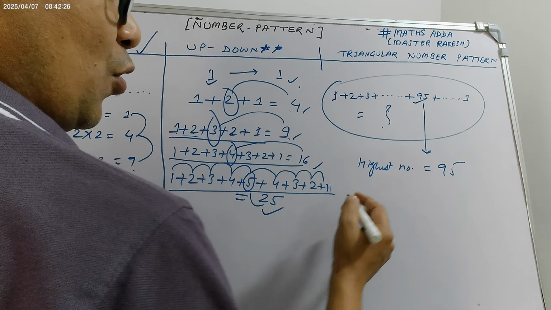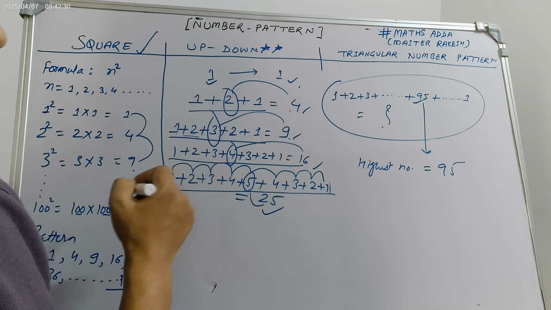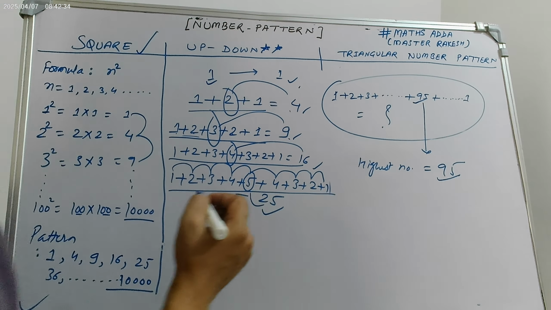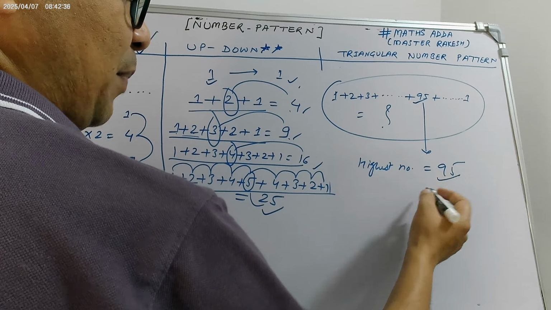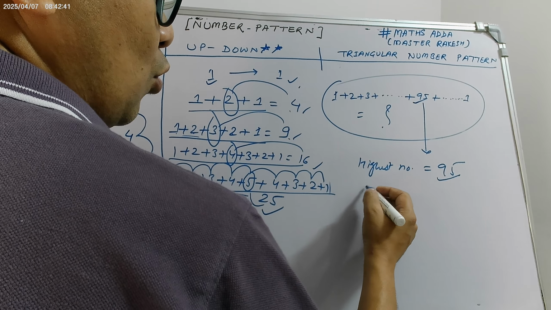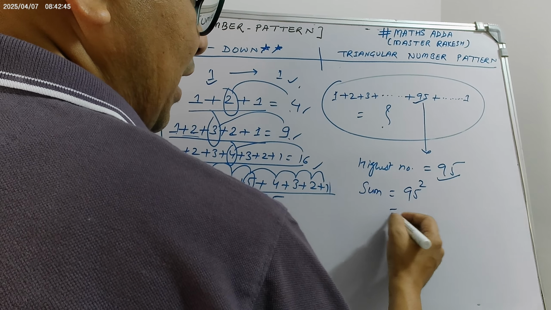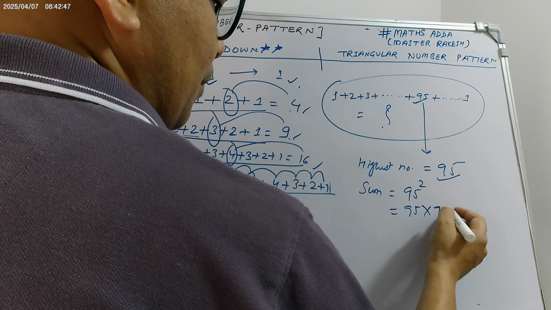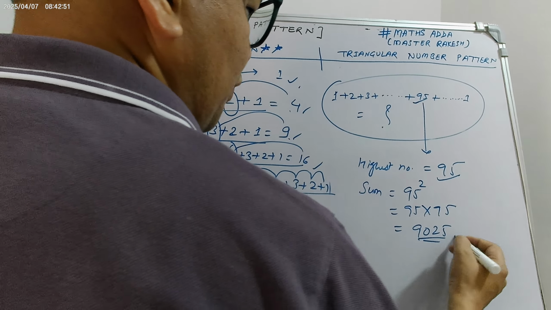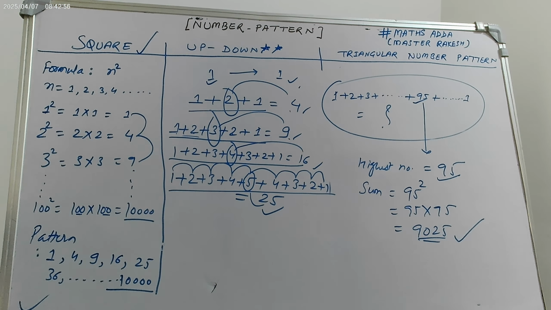So this up and down pattern becomes the square pattern. The highest number's square is the sum, meaning the same number is multiplied twice. So the sum equals 95 square, 95 into 95, and 9025 will be the answer. This is Vedic math. By Vedic mathematics I calculated this.